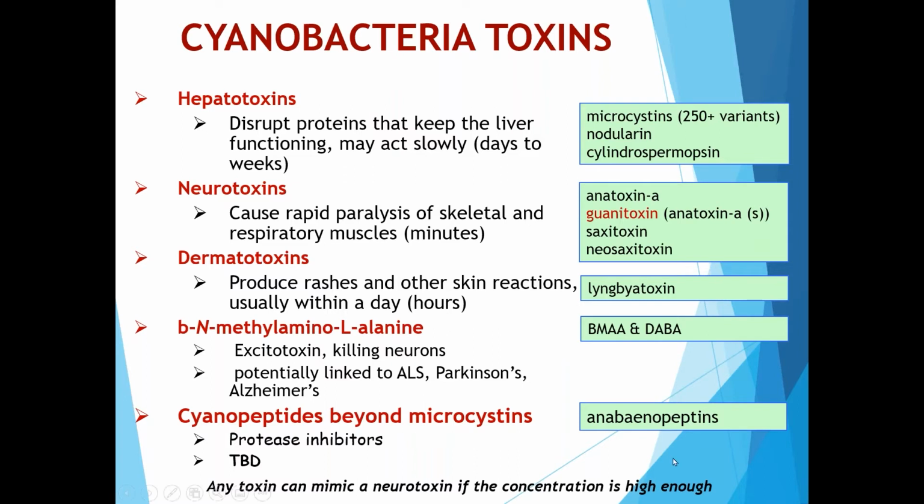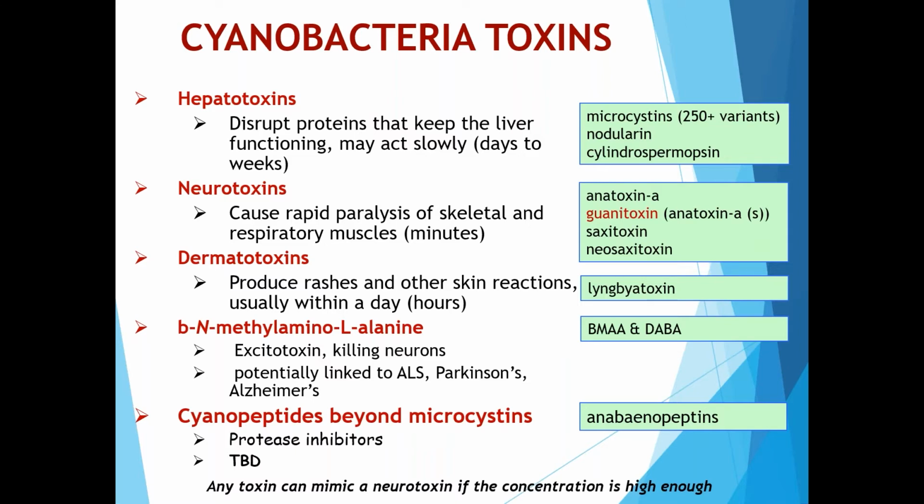Cyanopeptides beyond microcystins and anabaenopeptins. This is interesting because you can actually get stick tests for this now. They're starting to develop methods for these, but they're not produced as reliably as some of these other toxins. So you don't see a lot of reference to them in the literature as being a problem, but we also don't look for them as much. When you think about it, any toxin can act like a neurotoxin if it's at a high enough concentration. So if you have microcystin up in the 60,000 to 100,000 micrograms per liter, which can happen, it's going to act like a neurotoxin.